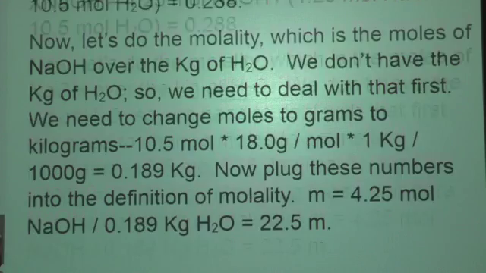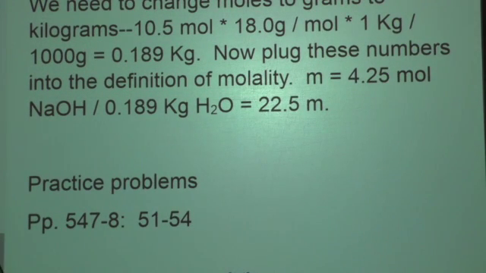What I need for you to do then is do pages 547, 548, do problems 51 through 54. Okay? Good luck.